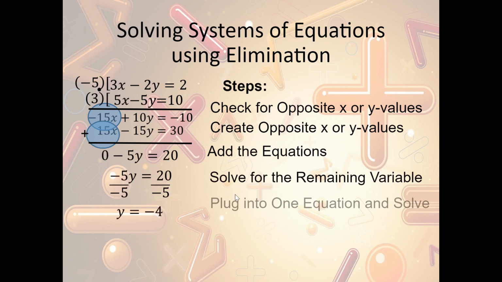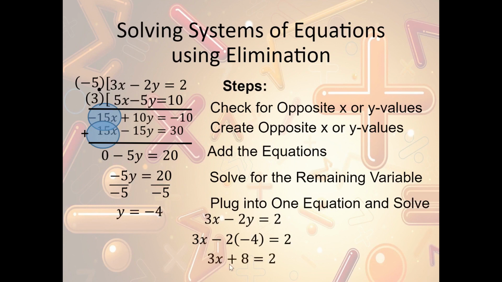Then I'm going to plug that into one of the equations and solve for x. So I'll pick 3x minus 2y is equal to 2. I'm going to plug negative 4 in for y. Then we'll combine these, so we have negative 2 times negative 4 is positive 8. So we get 3x plus 8 is equal to 2. Subtract 8 from both sides, and we're left with 3x is equal to 2 minus 8, which is negative 6. Divide both sides by 3, and we get x is equal to negative 6 divided by 3, which is negative 2.